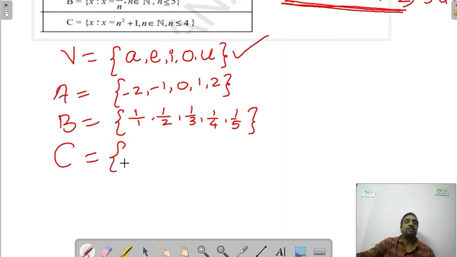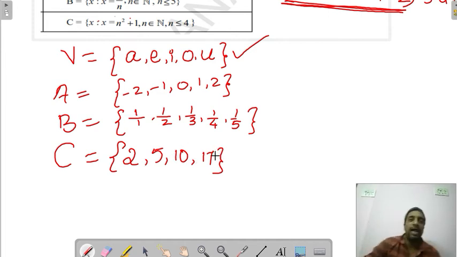Substitute 1 first: 1 square plus 1 is 2. Now substitute 2: 2 square is 4, 4 plus 1 is 5. Fine. Now substitute 3: 3 square is 9, 9 plus 1 is 10. Now substitute 4: 4 square is 16, plus 1 is 17. So this is about set builder form and roster form.